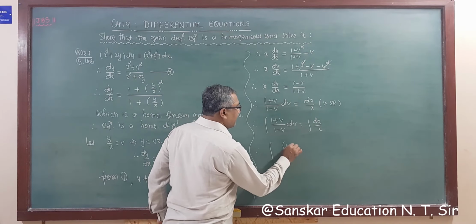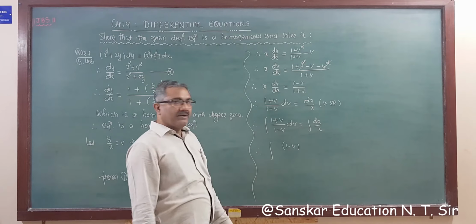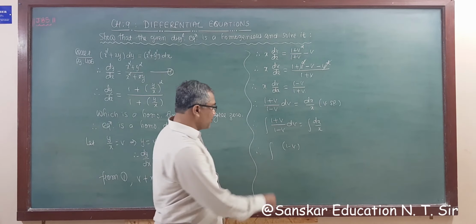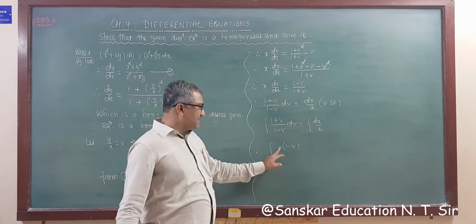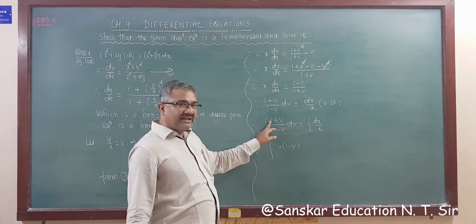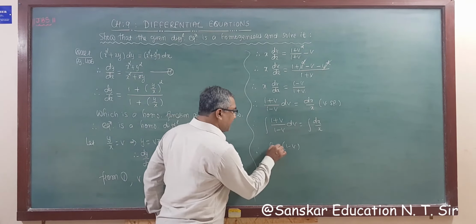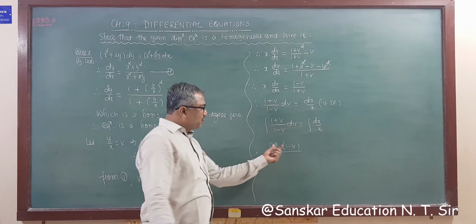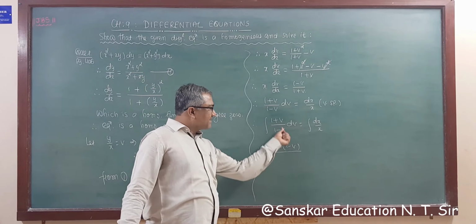Integration, I am writing 1 minus v. But we need 1 plus v here. So I am putting minus here. Then this becomes minus plus v. Now this becomes minus 1, but we need plus 1. So can I write like 2 here? So this is 2 minus 1 is 1 and minus plus v.